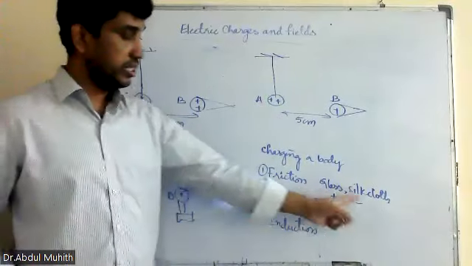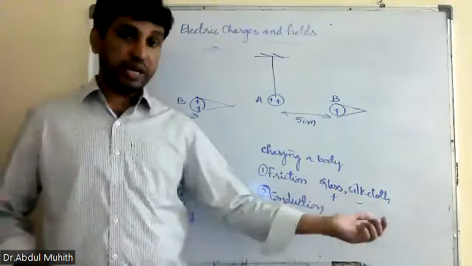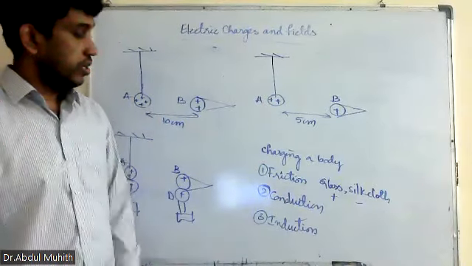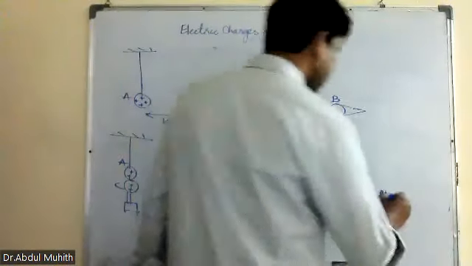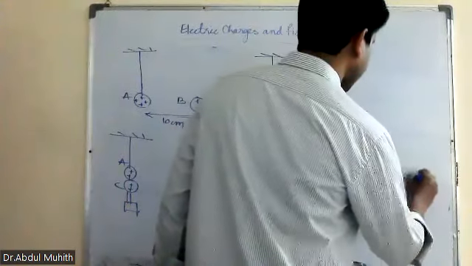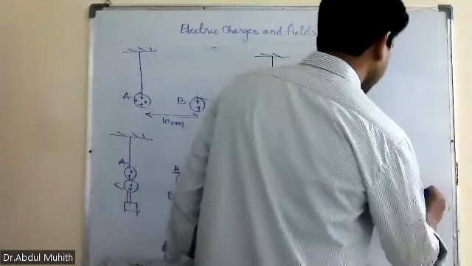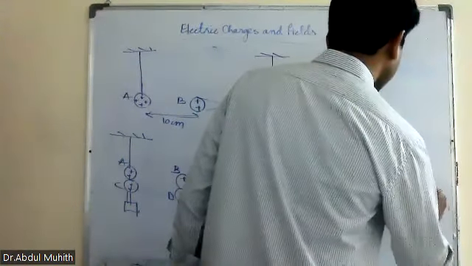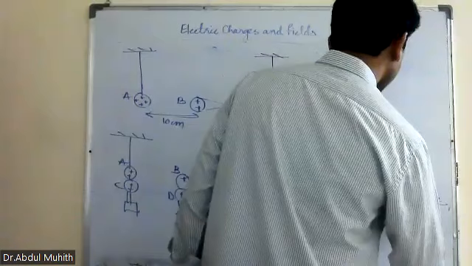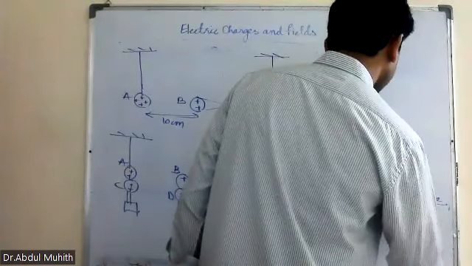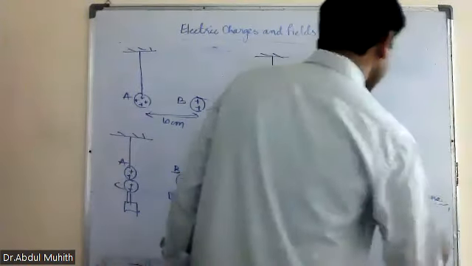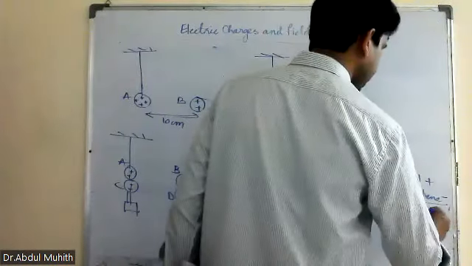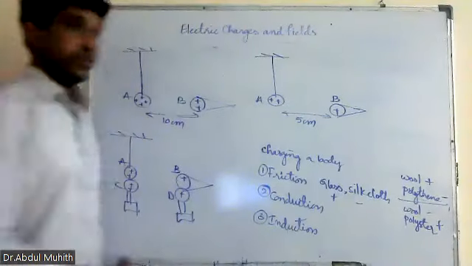Now here, glass rod and silk cloth. What will happen? Glass rod will lose electrons and silk cloth will gain electrons. That is what happens here. Now, the second one: I have wool and polythene, and wool and polyester. What will happen here? In this case, wool is positive and this is negative. In this case, this is negative and wool is positive. Wool cannot be positive in both.